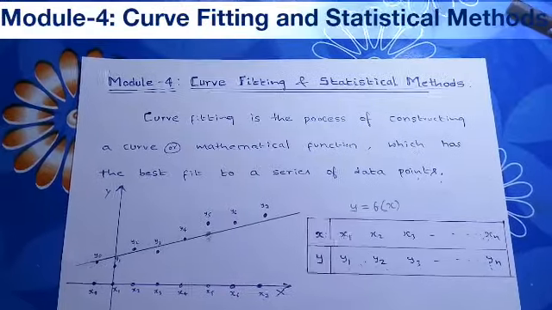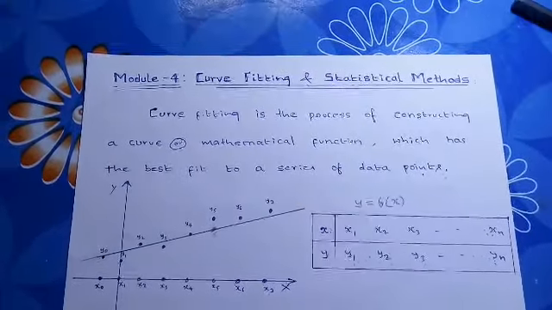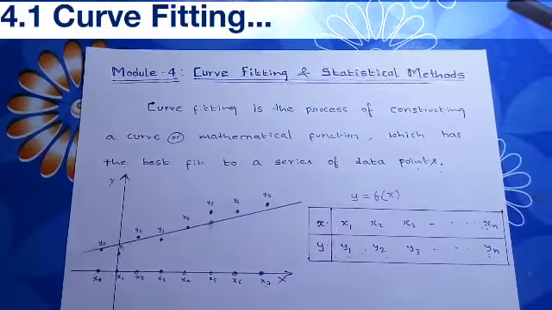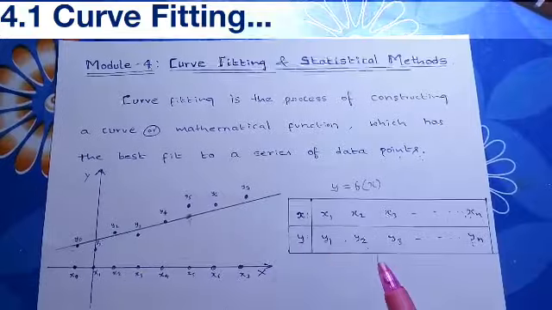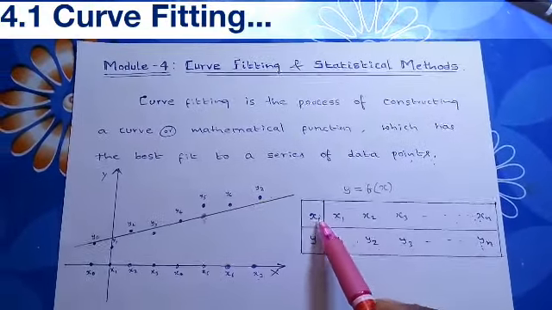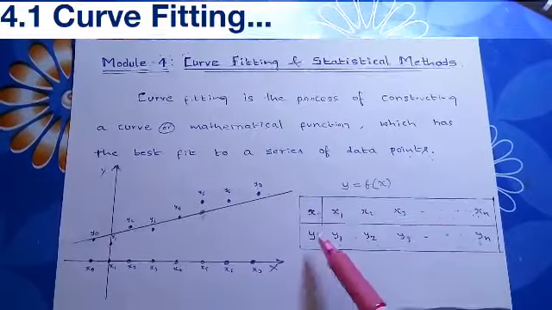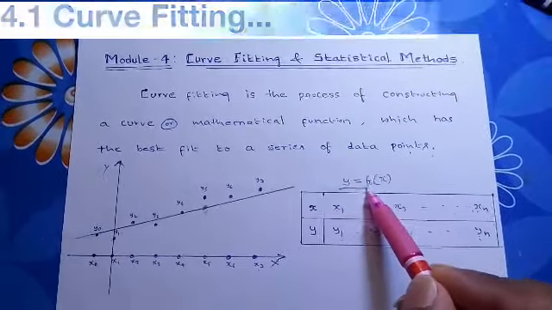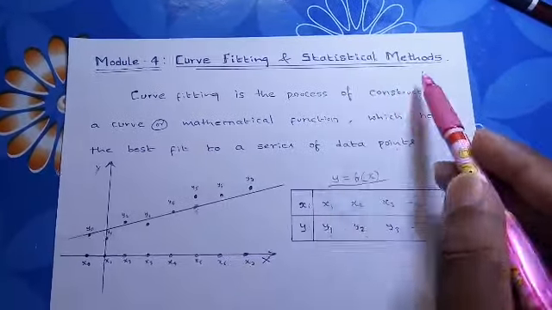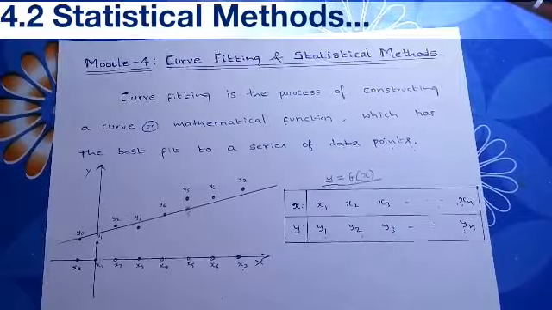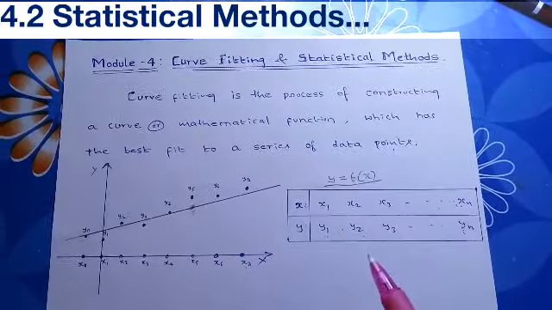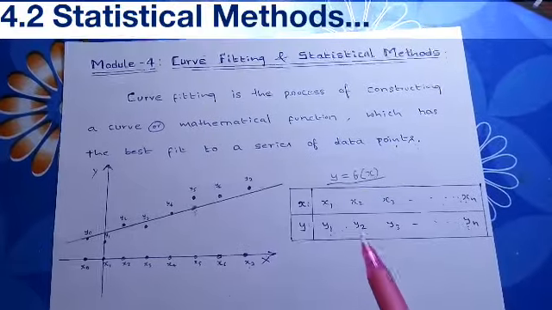We are discussing module 4, which is curve fitting and statistical methods. Curve fitting means the construction of a mathematical function for the table of data. It means the method of obtaining the relation between the independent variable and the dependent variable in the form y equals f of x. In statistical methods, we have to find the correlation between two or more independent variables.